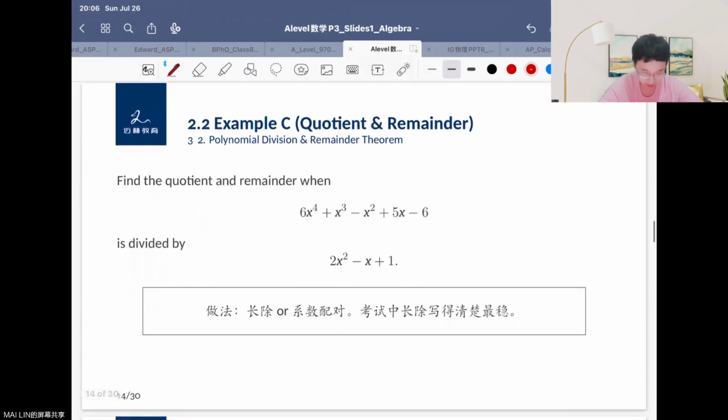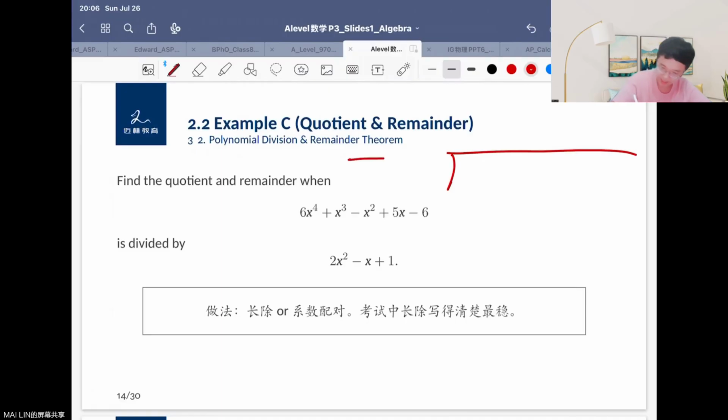So for example, find the quotient and remainder when 6x^4 plus x^3 minus x^2 plus 5x minus 6 is divided by 2x^2 minus x plus 1, okay? For this kind of question, you can first write down a long division here.